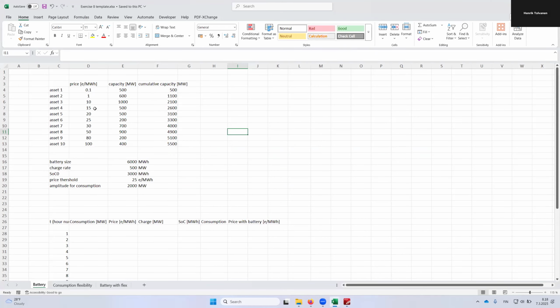So in here we have, similarly as in the previous exercises when we were examining the electricity system, the production assets, the prices in here, and the capacities in here. And in here, I have in the template already derived the cumulative capacity of those assets.